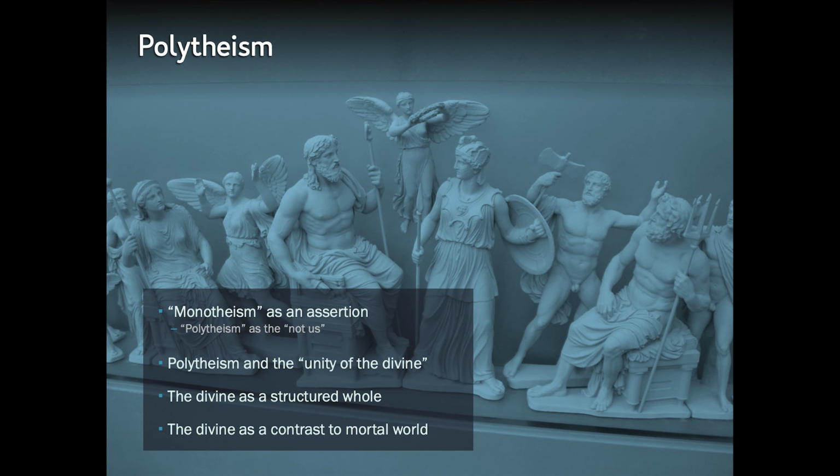But there's more to it than that. There's something that we can say that polytheistic peoples tend to believe in, and one of these seems to be this idea of unity of the divine. But what do we mean by that, then? What do we mean by a unity of the divine? What is it that we're talking about when we say that we have all of these gods?